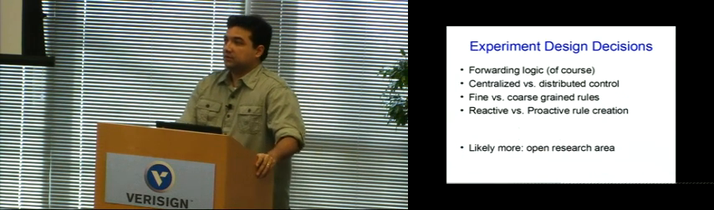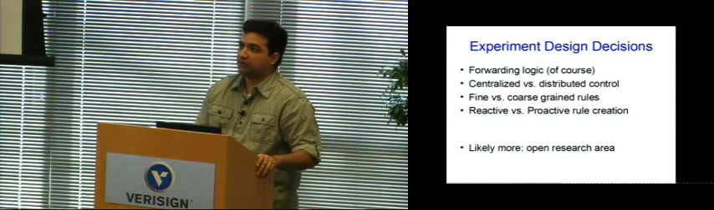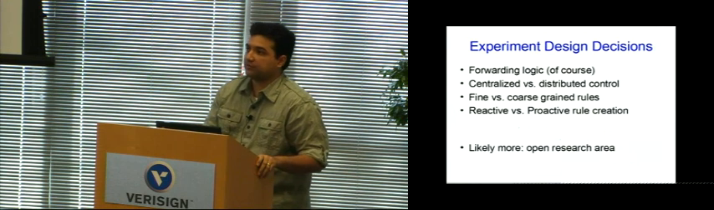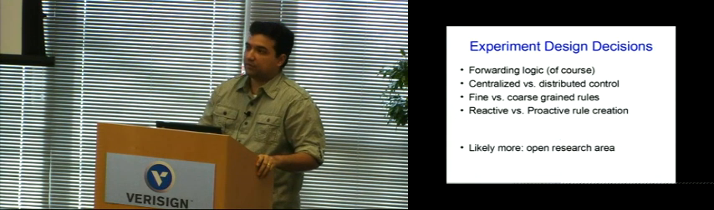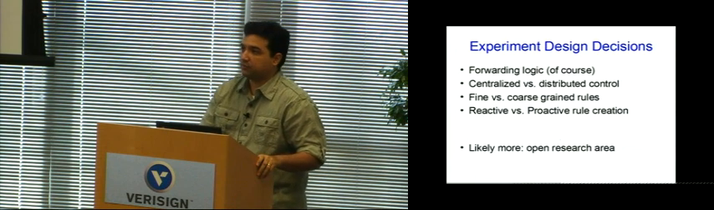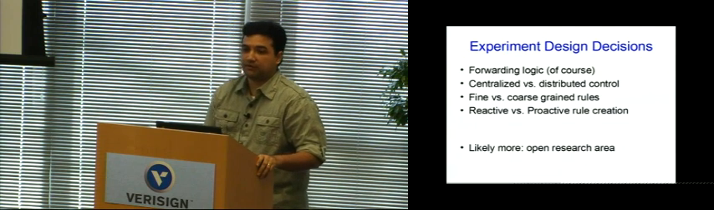So, some experiment design decisions. You want to forward in logic, of course, so your whole logic is forward. You have centralized versus distributed control. You have fine versus coarse grained rules. You have reactive versus proactive rule creation. And it's a very open research area right now, OpenFlow.